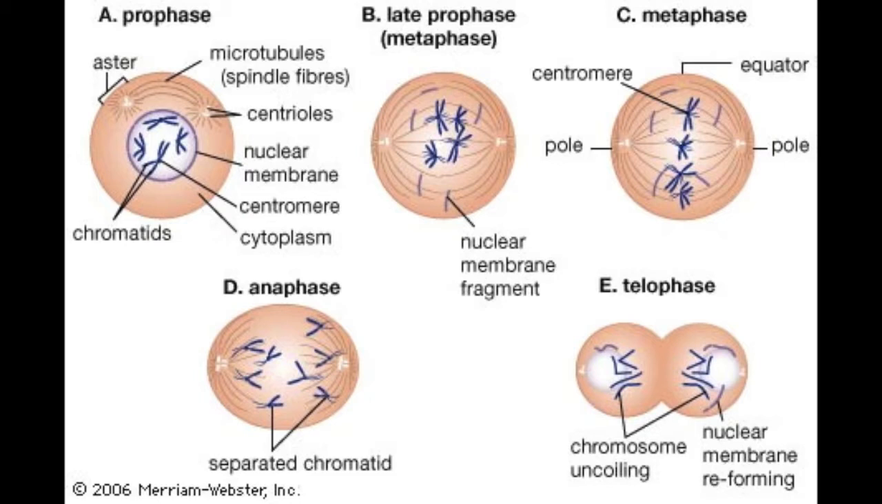After interphase, the cell enters mitosis, which is the process by which a eukaryotic cell divides into two identical daughter cells with the same number of chromosomes. Mitosis is responsible for the growth and repair of multicellular organisms, as well as asexual reproduction in organisms.